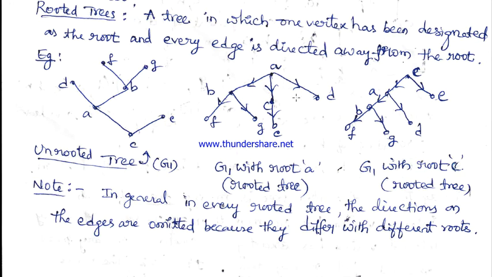In the rooted trees, we do not plot the directions on each edge. We just ignore the directions and we simply draw the rooted trees with whatever the root vertex we choose from the graph. And we call the tree to be the rooted tree.